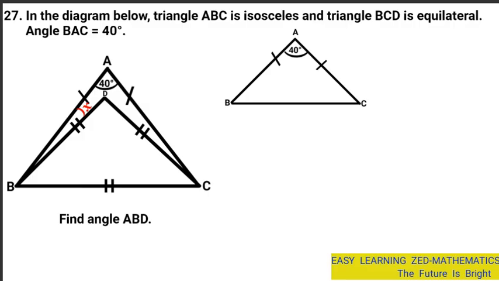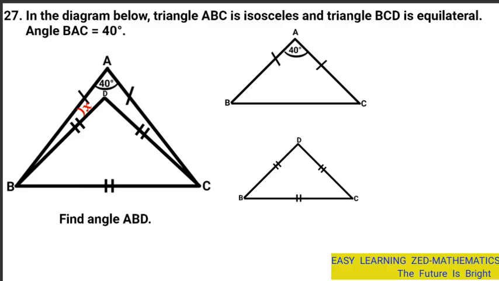Now we come to the second triangle. The second triangle, which is triangle BCD, is equilateral. An equilateral triangle is a triangle with equal sides. So this type of triangle has got equal sides. That's why you can see those two lines on all three sides of this triangle. It says these sides are equal. So these are the two triangles that are given.